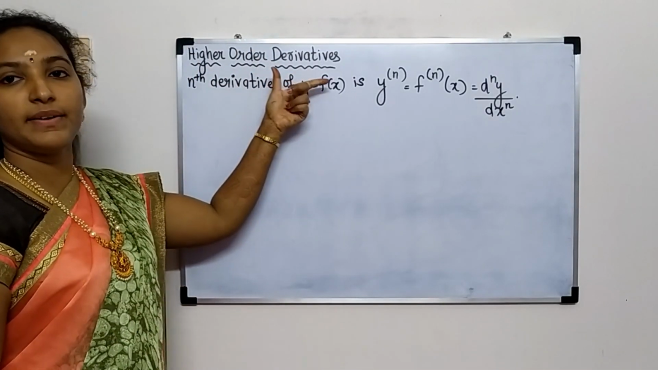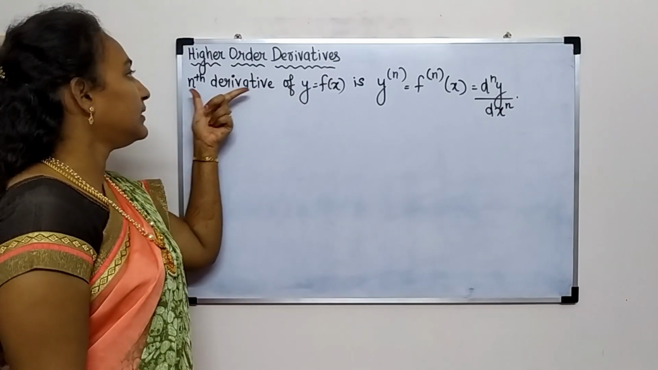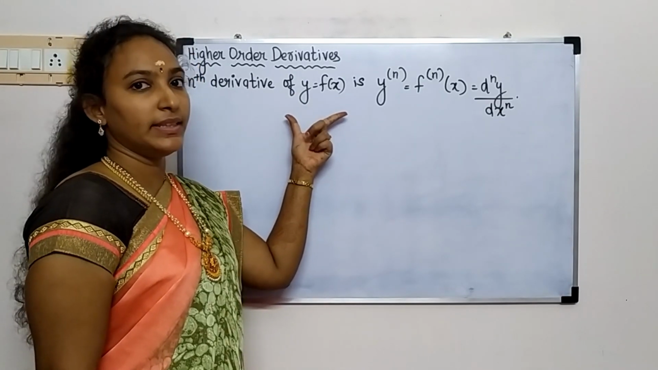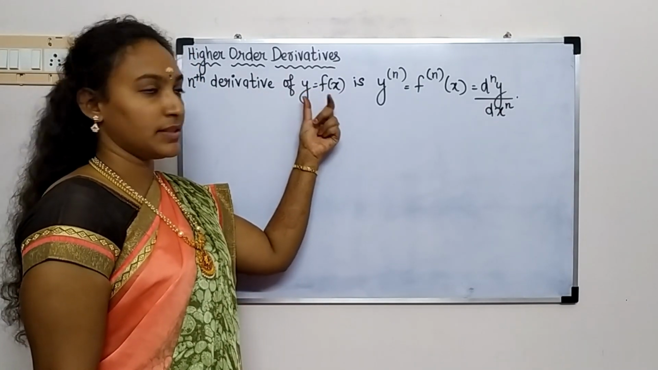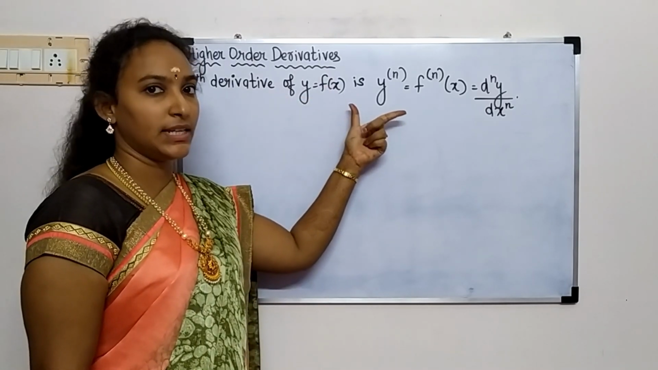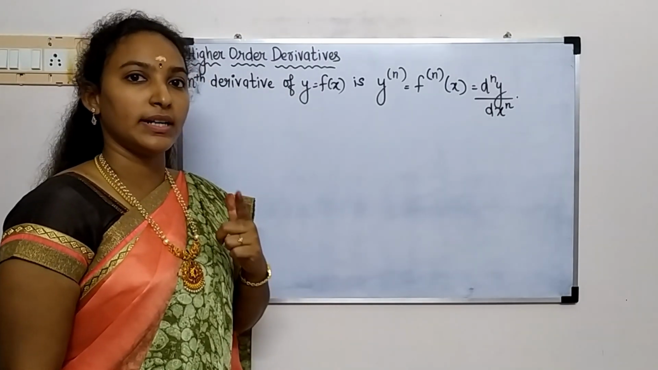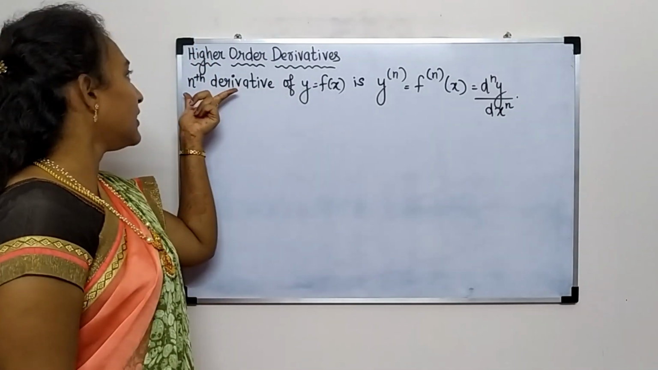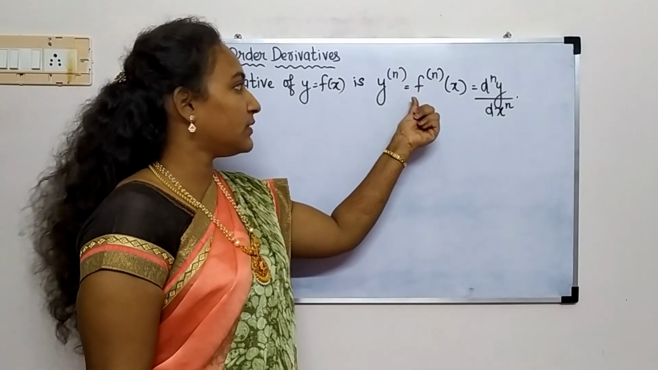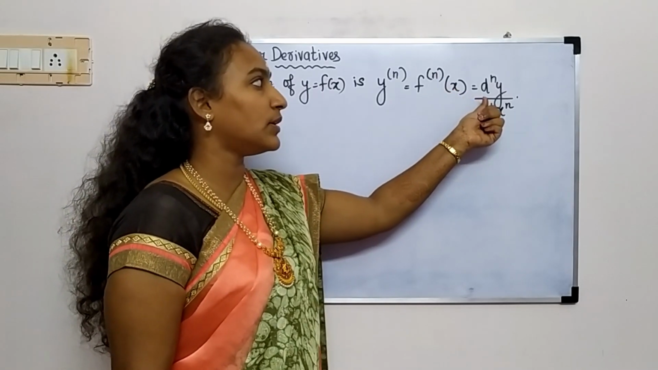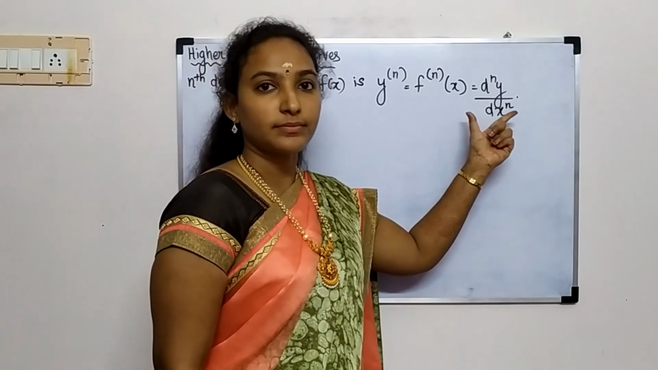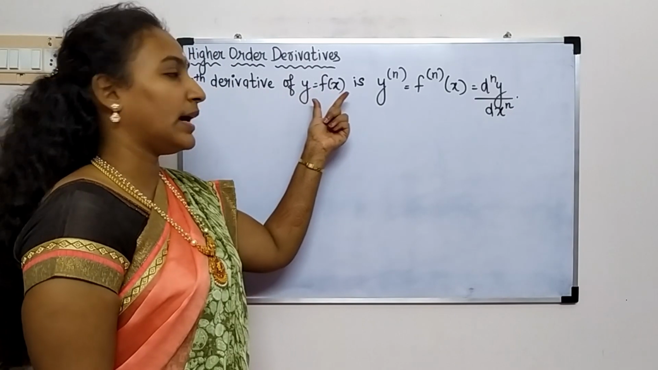So the higher order derivative will look like the nth derivative of y equal to fx. Every time we deal with the function y equal to fx, when we take the derivative, it becomes dy by dx, that is equal to f dash x. That is called the first order derivative. Here we are going to consider nth order derivative. So we have to take y power n, which is equal to f power n x, that is equal to d power n y upon d x raised to n. This is called the nth derivative of y equal to fx.